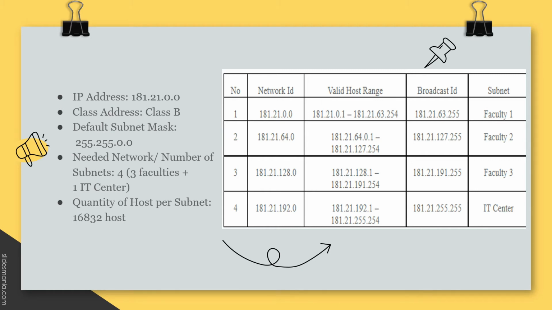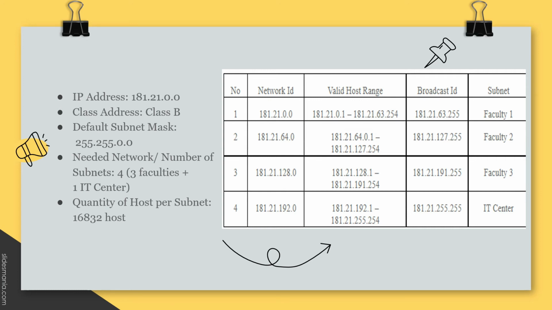Next, the number of needed networks or subnets can be obtained from the situation given, as it says that there are 3 faculties and 1 IT center. Therefore, there are 4 networks or 4 subnets. From the number of subnets, we can also obtain the quantity of bits borrowed, as the formula used is 2 to the power of bits borrowed equals subnets. As the subnet is 4, the quantity of bits borrowed is 2 bits. As the bits borrowed is 2, the bits left is 14. This is because the total bits that can be used for the host address is 16, so we minus 2 and it equals 14 bits.